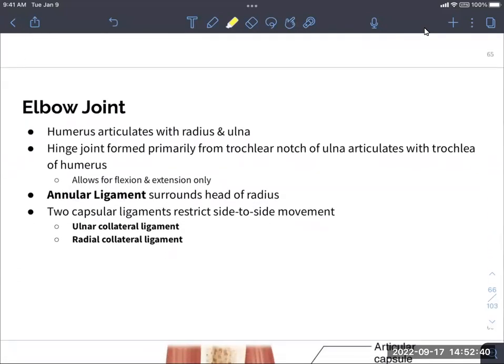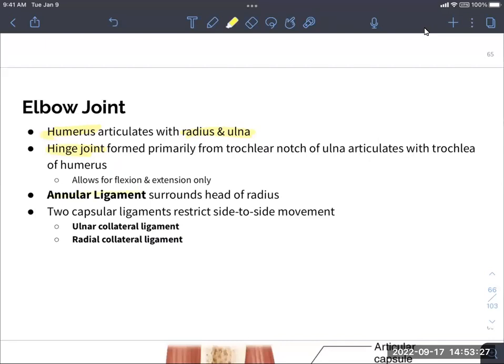Elbow joint. So our elbow joint is, of course, where the radius and the ulna articulate with the humerus. I already mentioned that your elbow joint is a hinge joint. So that's what lets your arm only move in one plane of movement. But it's that trochlear notch that articulates with the trochlea. So that's how the ulna, that trochlear notch, which is that little cup on the ulna, articulates with the trochlea of the humerus. So we can flex and extend.